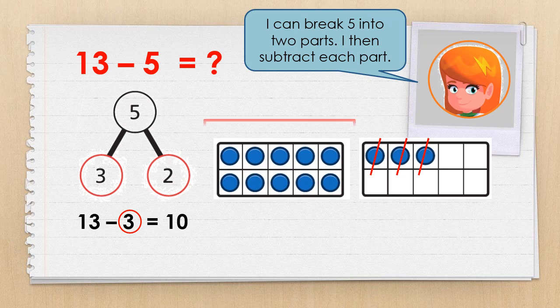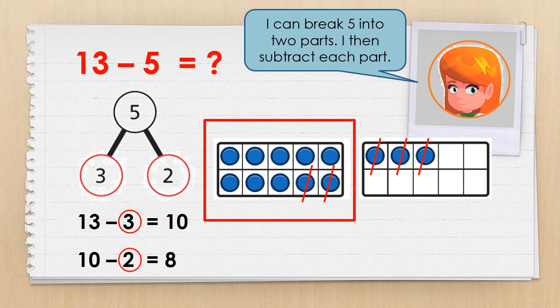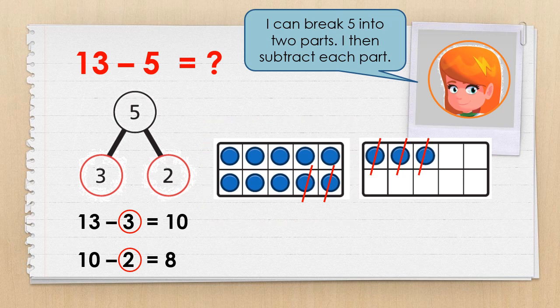And since we only have 10 now, we take away the other part, which is 2, from 10. Just like that. And to write the number sentence for this, we can say 10 minus 2 equals 8. So, 13 minus 5 equals 8. And to answer the question, there are 8 pencils left.